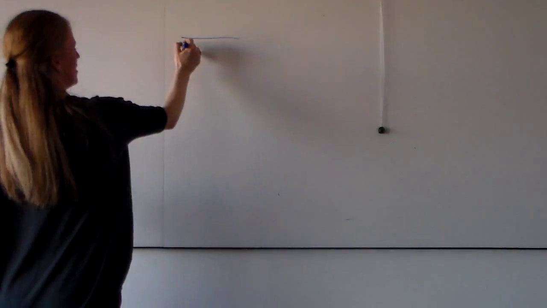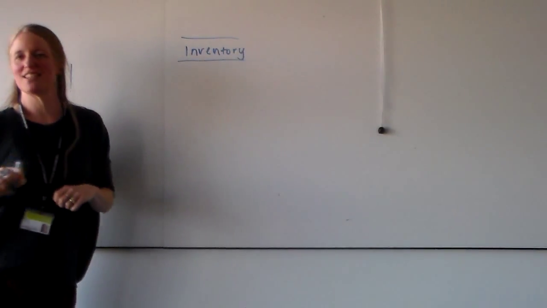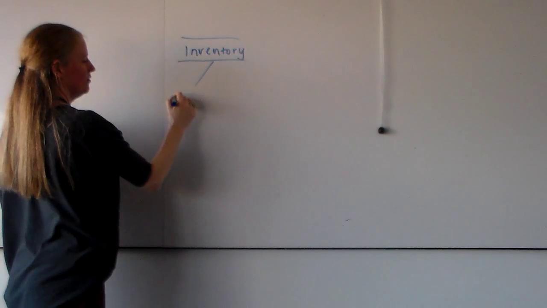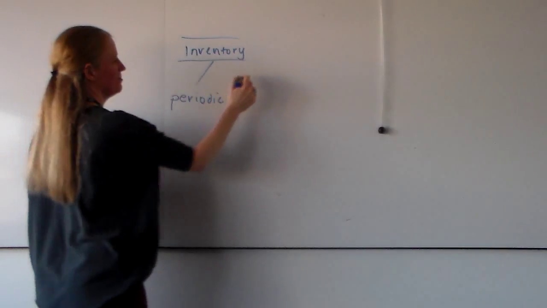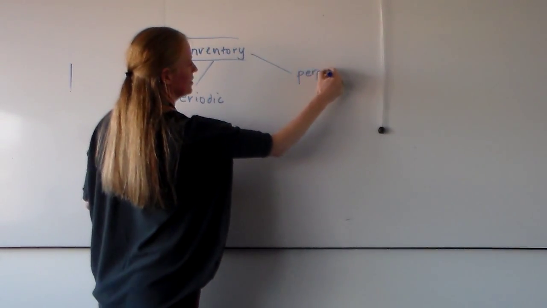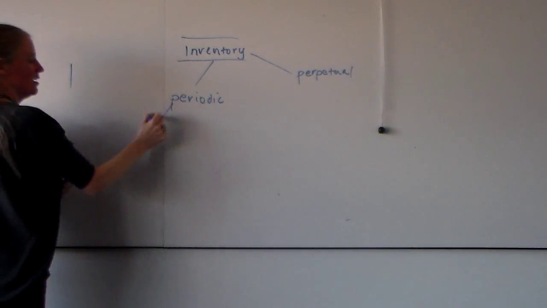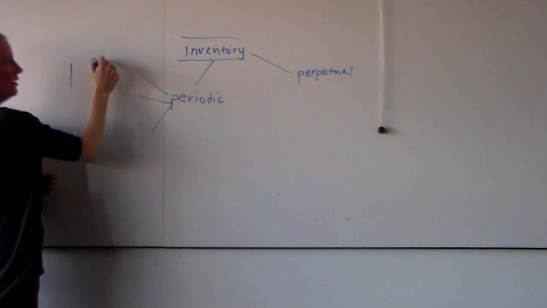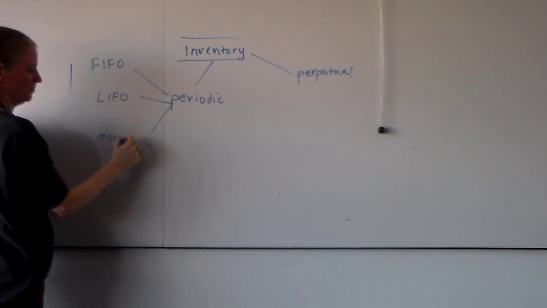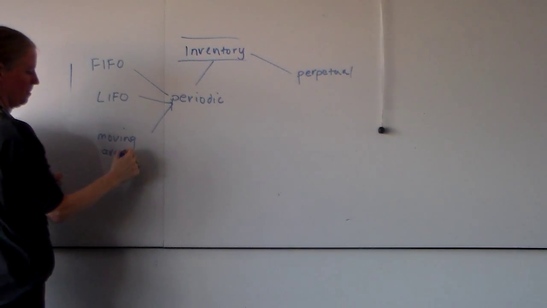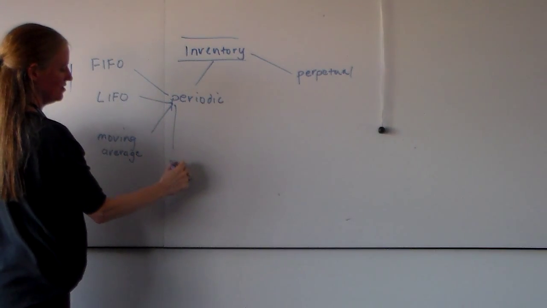Okay, so inventory, which is chapter 19. You will see, if you look at it, basically we have two different types of methods of accounting for inventory. One's the periodic system, and one's the perpetual. We also have what we call FIFO, LIFO, moving average, and specific identification.